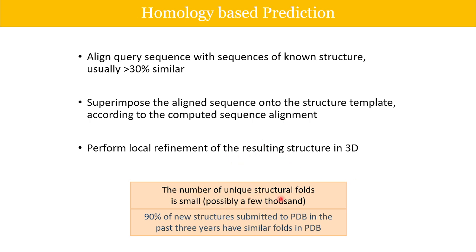So the number of unique structural folds is small, possibly a few thousand. 90% of new structures submitted to the PDB in the past 3 years have similar folds already in the PDB. Like I was saying, for homology-based prediction you need to know a protein that belongs to the family of your protein of interest, because only then will the folds be the same.